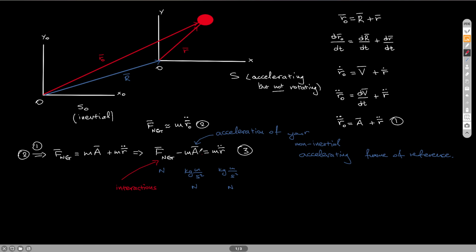Is this term due to an interaction? No, it is not. It's purely due to math. It arises because you are using a non-inertial frame of reference. There is no interaction here that gives rise to this.